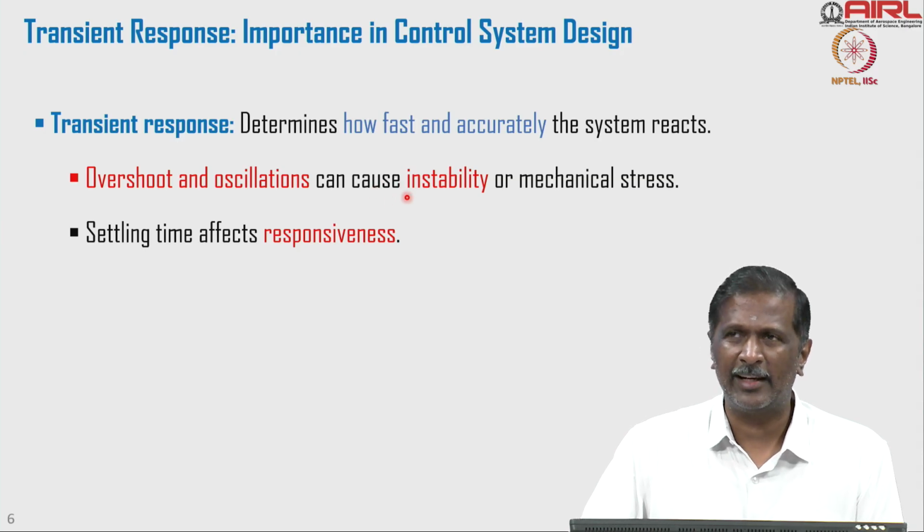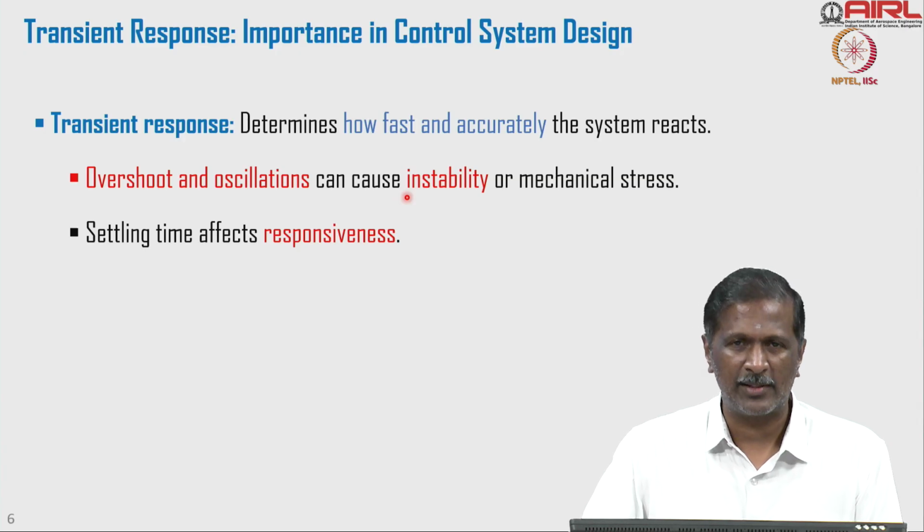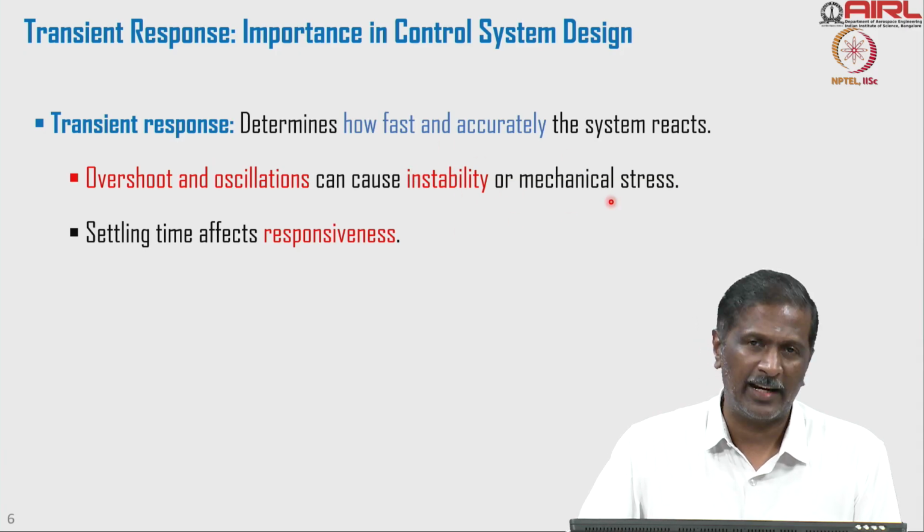Suppose you are looking at a controller you have designed and you want to do obstacle avoidance. You wanted to increase your speed, but it overshoots. Instead of 12 it becomes 14 meter per second and comes back and oscillates, which means the drone comes closer to the obstacle and moves away. That is not good. So we need to understand the overshoot and oscillations, which could cause an instability behavior, or it could cause mechanical stress.